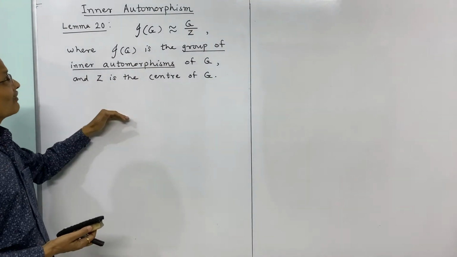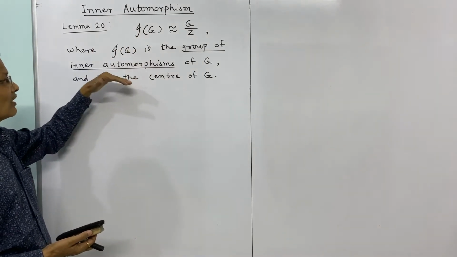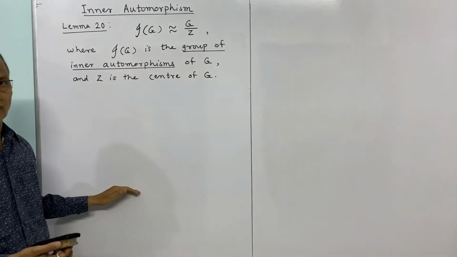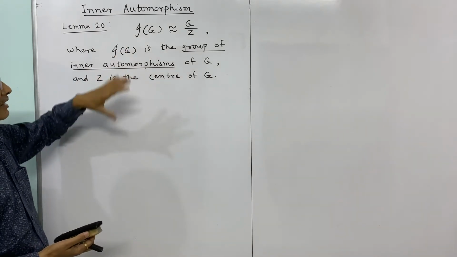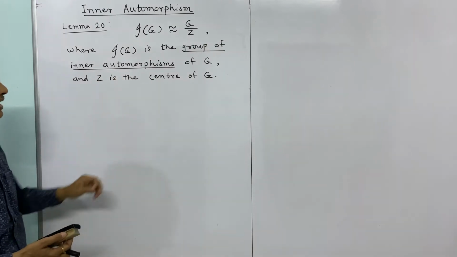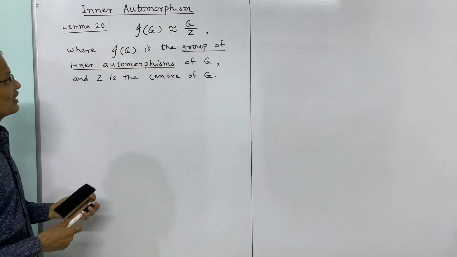We have not defined yet inner automorphism of a group. Now we will define inner automorphism in the proof of the lemma itself, and therefore the lemma is stated. We will define the inner automorphism and then we will define the group of inner automorphisms. Now we consider the proof.